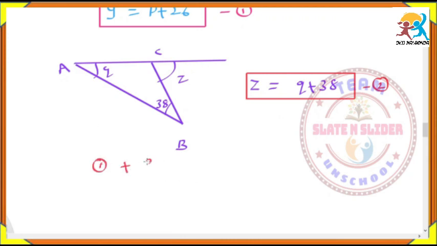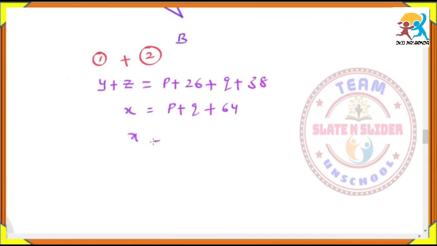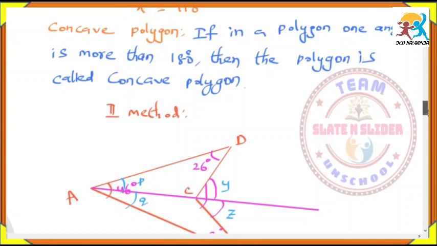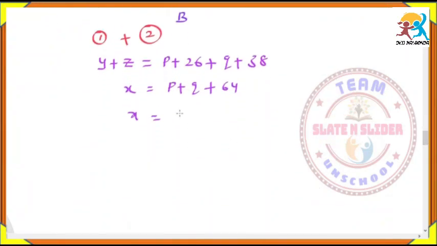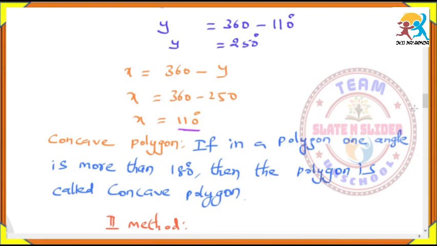Y plus Z is equal to P plus 26 plus Q plus 38. Y plus Z is nothing but X. We write P plus Q together, and 26 plus 38, that is plus 64, and X is equal to P plus Q. P plus Q is angle A, that is 46. 46 plus 64, so X is equal to 110 degrees. Just observe, it is also 110, and here it is also 110 degrees. Like this we have to find.